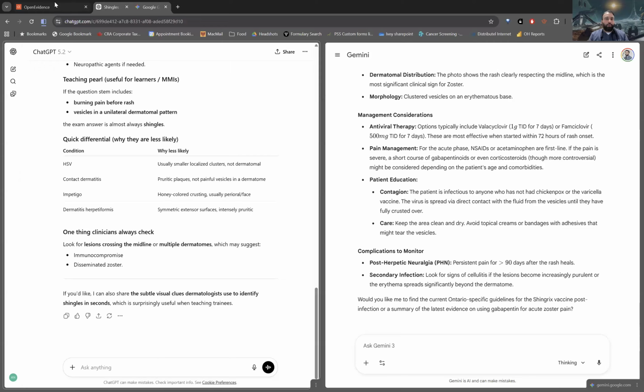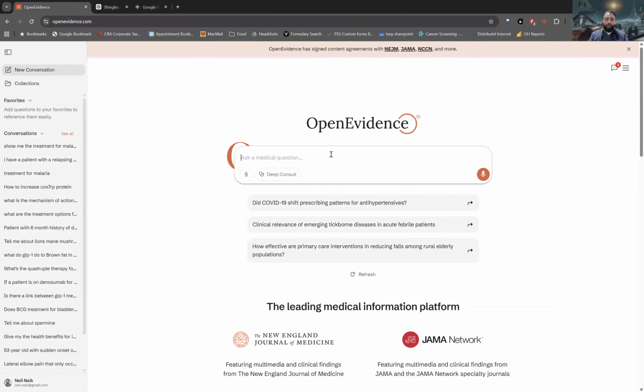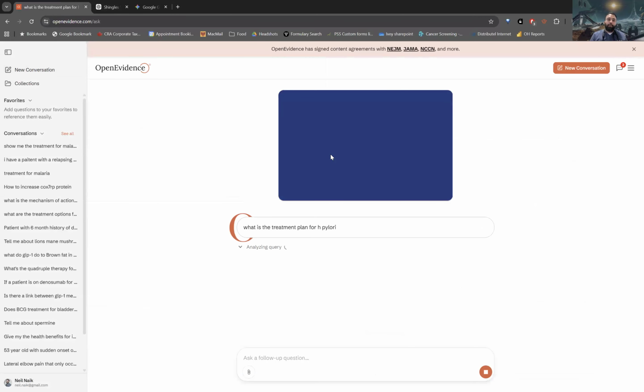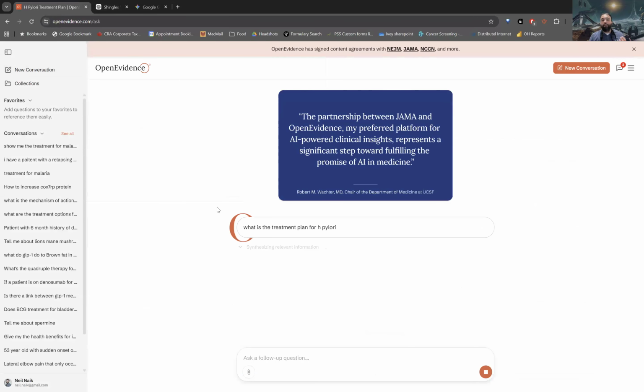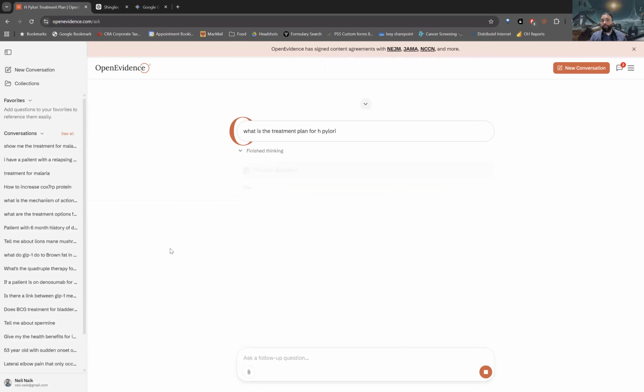All right, let me share my screen again. If you are a physician in Canada, you should have something called a MINC ID, and with the MINC ID, you should have access to something called OpenEvidence. You can ask it medical questions like, what is the treatment plan for H. pylori? And it will analyze it. This one was trained specifically on medical information, and that's the difference between this and other AIs.